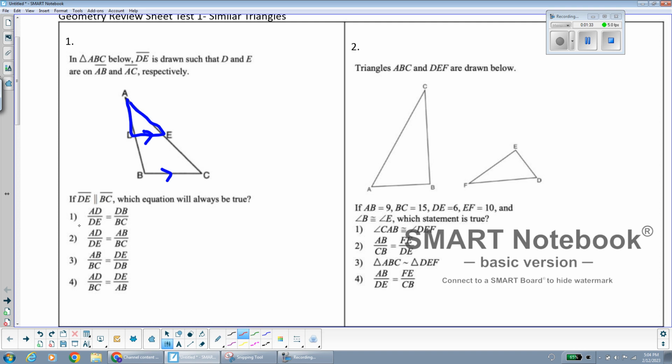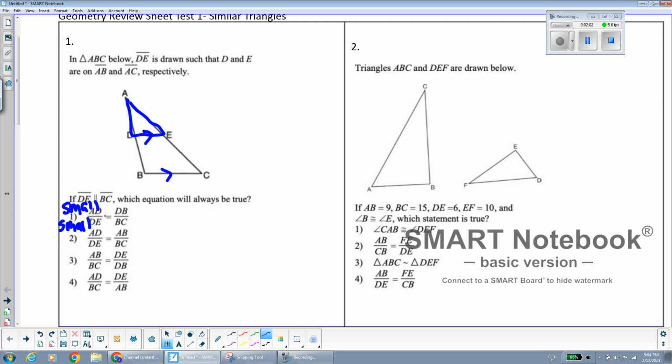In choice number one, AD is a side from the small blue triangle, and DE is another side from the small triangle. Now that's all fine. We can have small over small. The only thing that we need to make sure of is that the other side is big over big, and that the side from big triangle here corresponds to the side from small triangle here, and that the side from big triangle here corresponds to the side from small triangle over here.